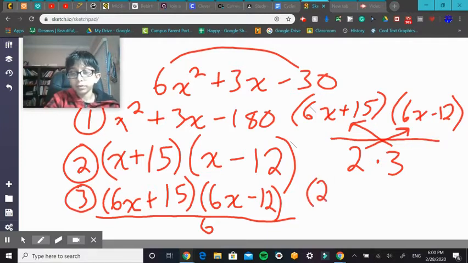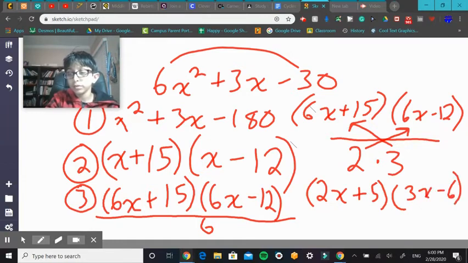6 divided by 3 is 2. 15 divided by 3 is 5. Second part, 6 divided by 2 is 3. 12 divided by 2 is 6.